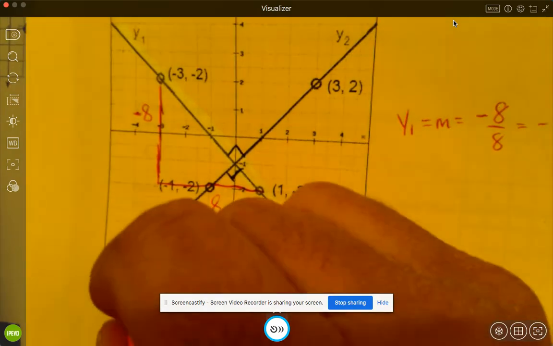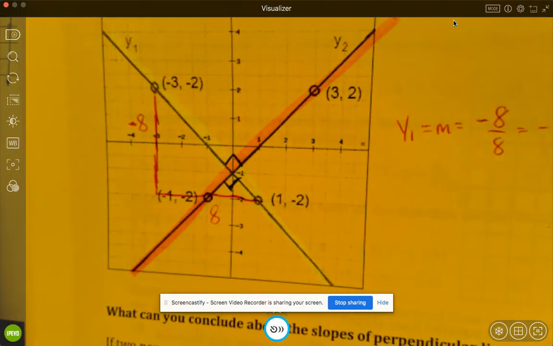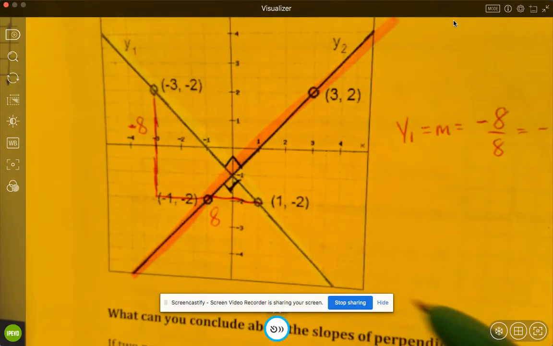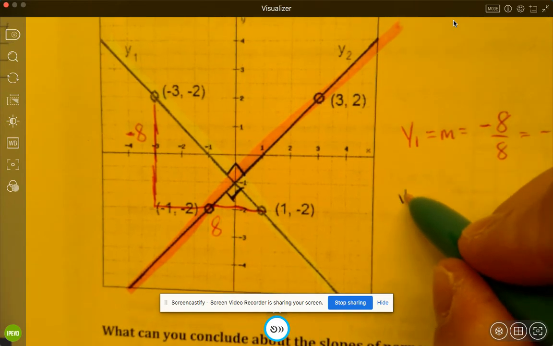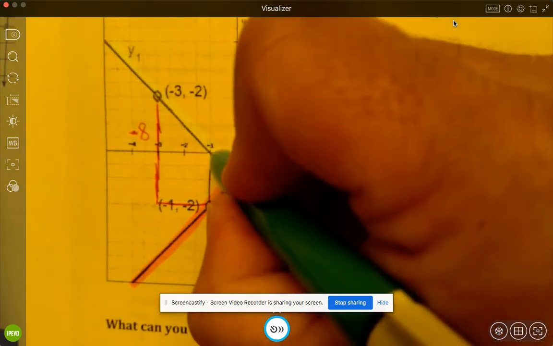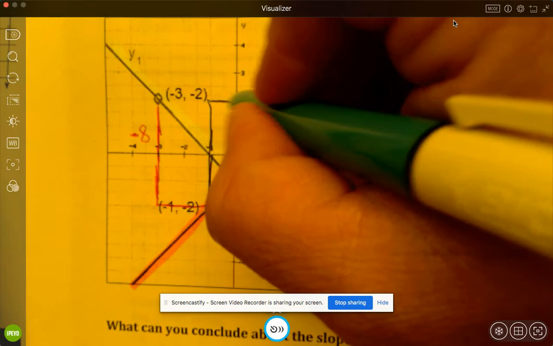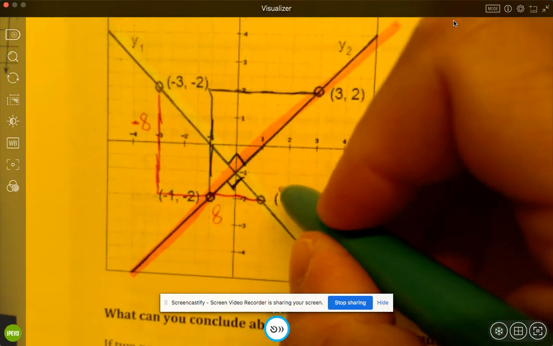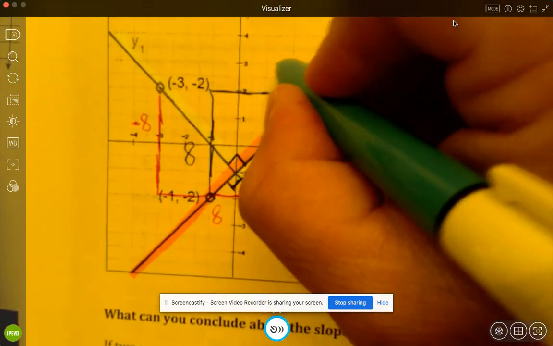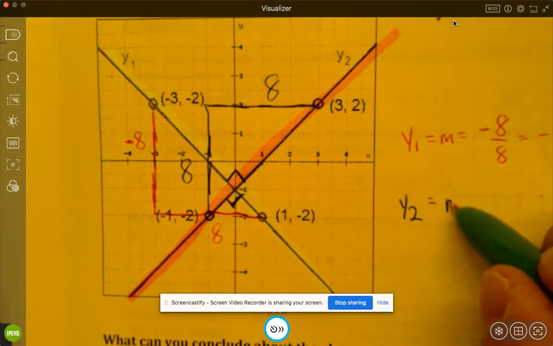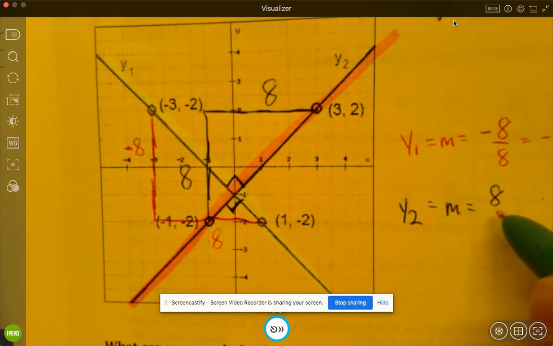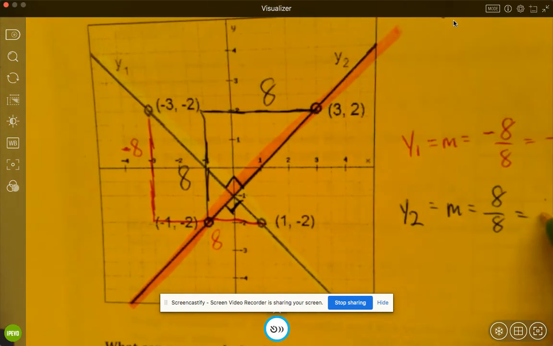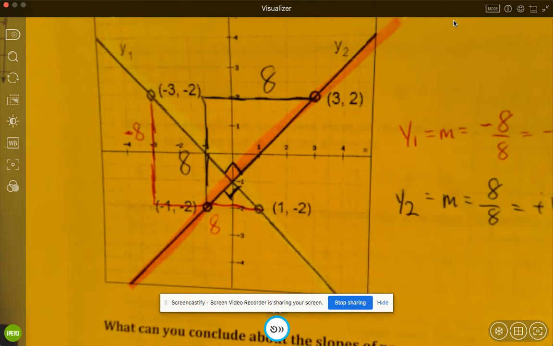Now let me try this in orange. My screen's all messed up here, but you can see a little bit on your screen, hopefully. Now I'll call this y2. This one's going to go up and over, very similar. It's going to be up 8 over 8. So here I'll put m equals 8 over 8, which is now positive 1.